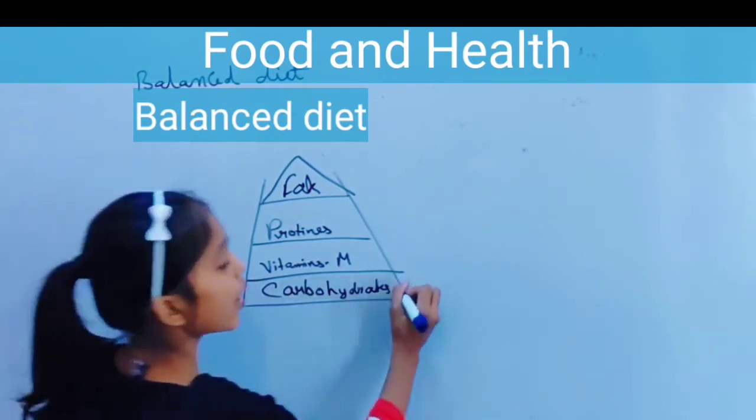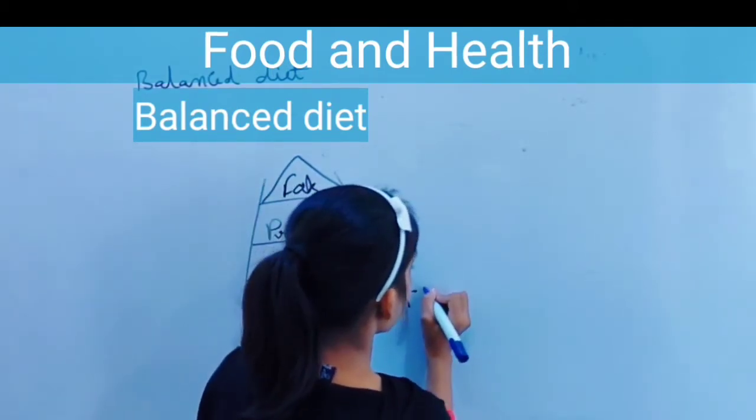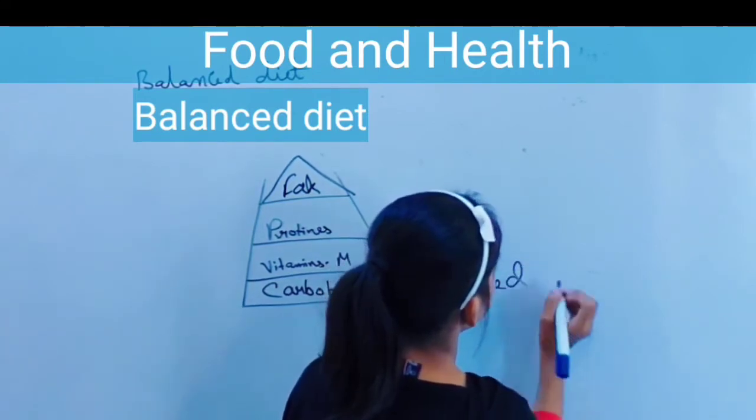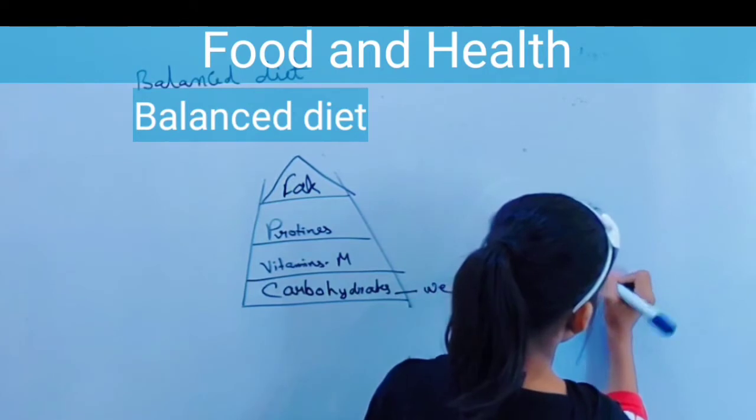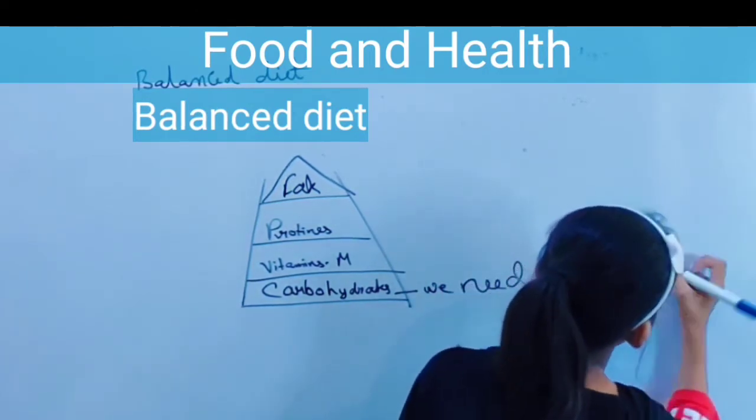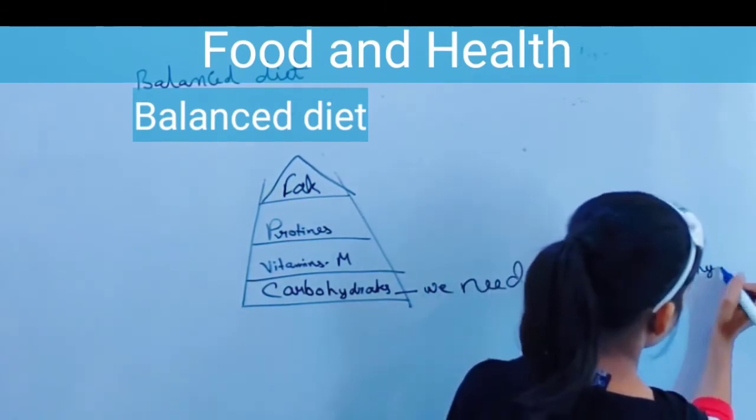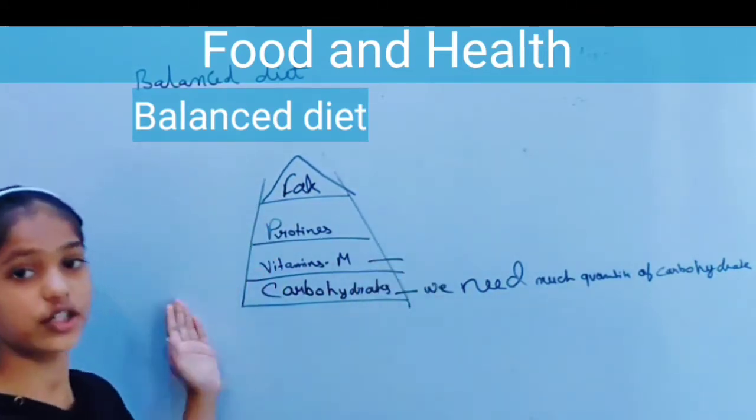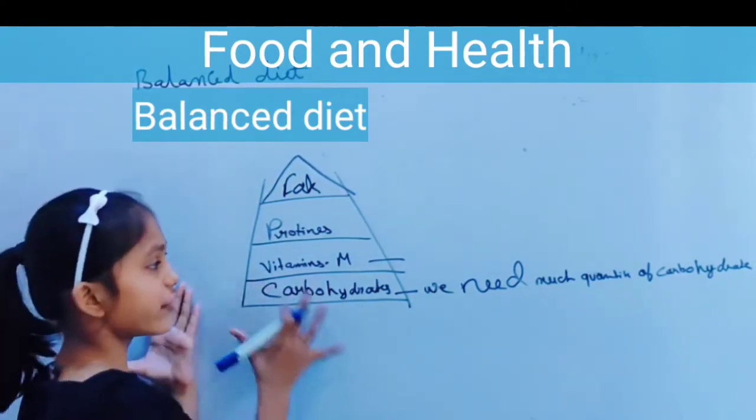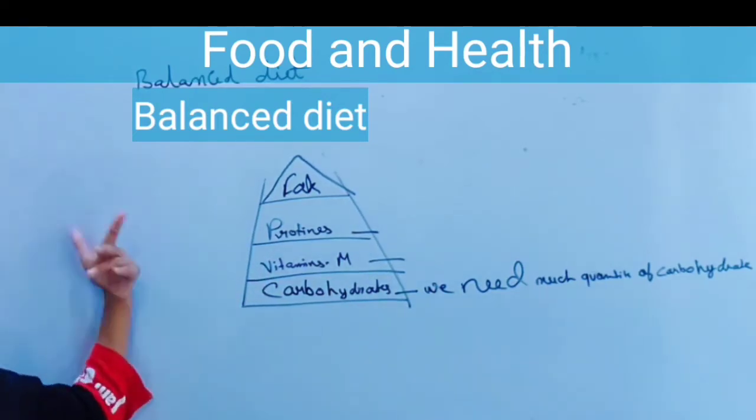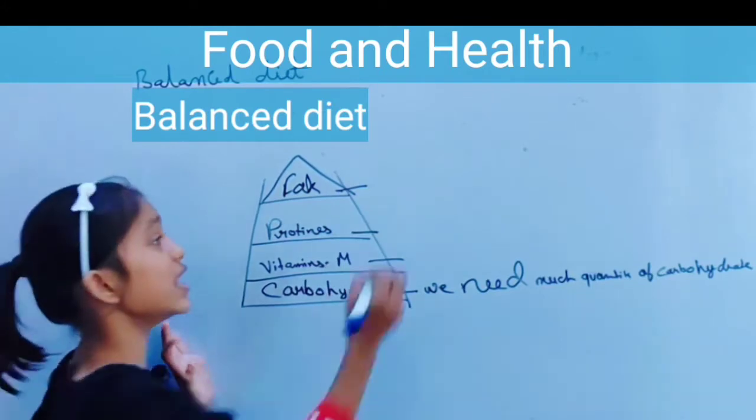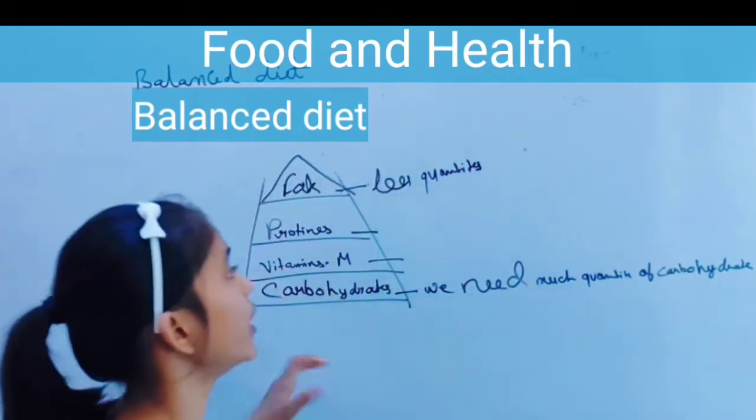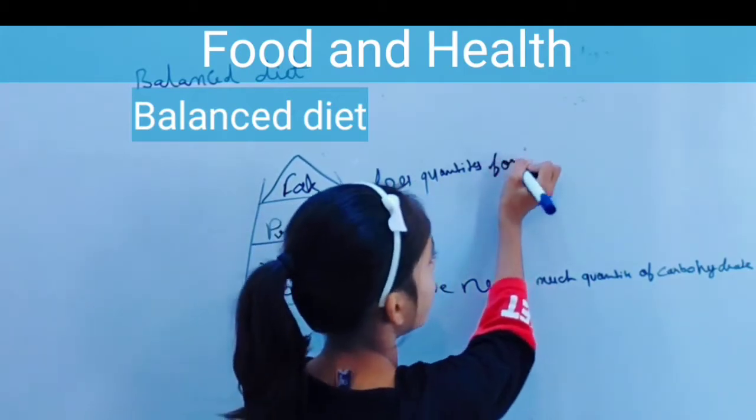This we have written down because we need much quantities of carbohydrates. That's why we have written it in much quantity. And vitamins and minerals are also needed, but less than carbohydrates. And protein is also required but much less than vitamins and minerals. Fat is required in very less quantities to our body.